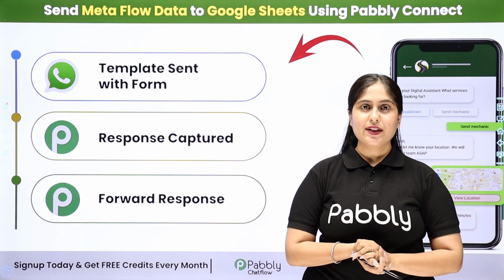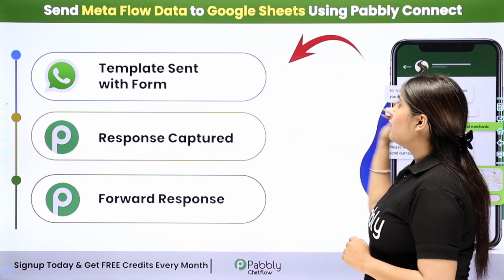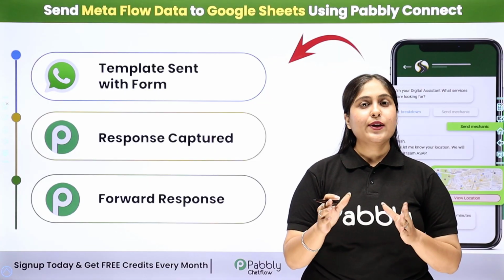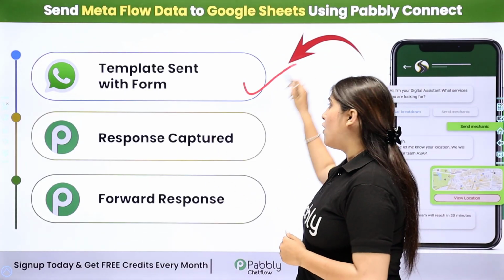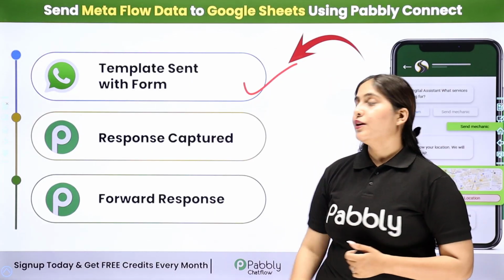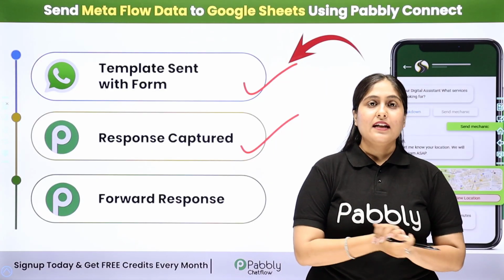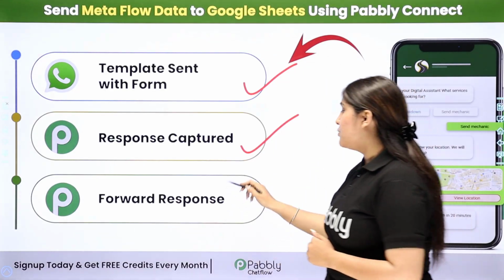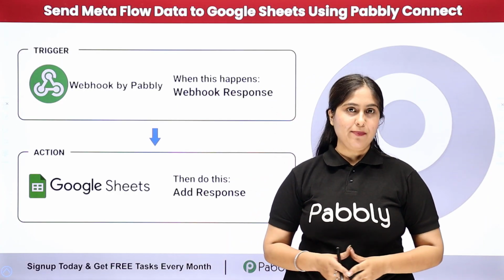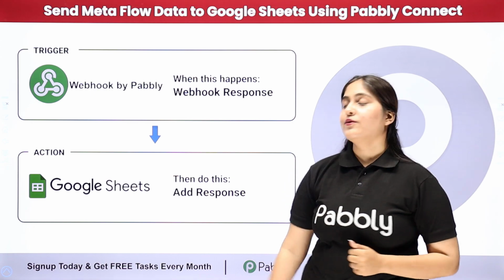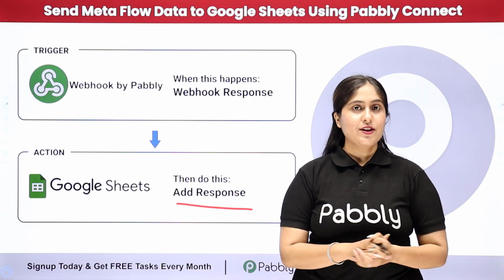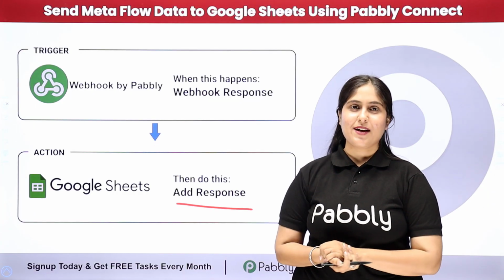In this video, we are going to understand how to send Metaflow data to Google Sheets using Pabbly Connect. So here what we are going to do is send a template message to our lead with a form attached, and as soon as our lead makes a form submission, the response is going to be captured in Pabbly Chartflow. And then further, we are going to forward that response to Pabbly Connect, where we are going to capture the response using Webhook by Pabbly, and then further we are going to send that response to our Google Sheets as a new row. So now here, if you wish to learn about this process step by step, then let me take you to my screen.